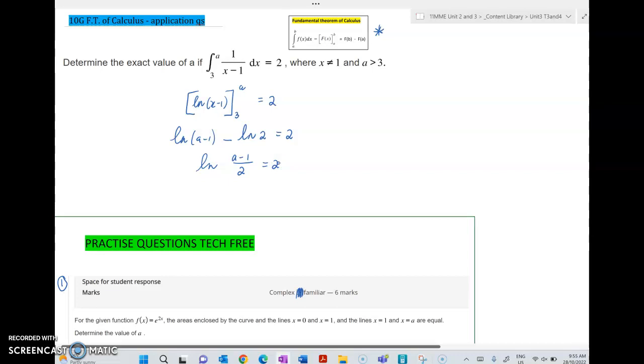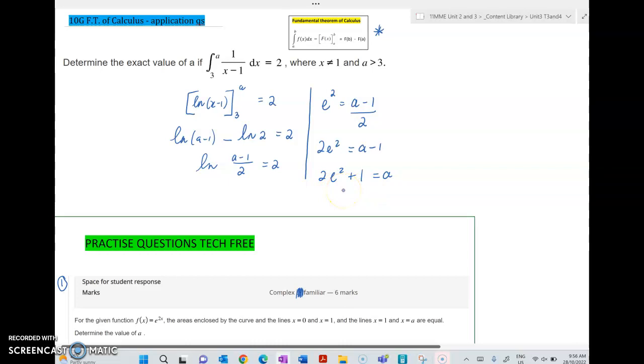And remember, you're trying to solve for a. So it's in log form. I will rewrite this now in index form. So that will be e to the 2 is equal to a minus 1 over 2, writing it in index form, and then multiplying by 2 both sides, and then taking over the 1. And there we go. That is A as an exact value. So you're obviously in a tech-free paper here. So you'll stop over here because you do not have a calculator.